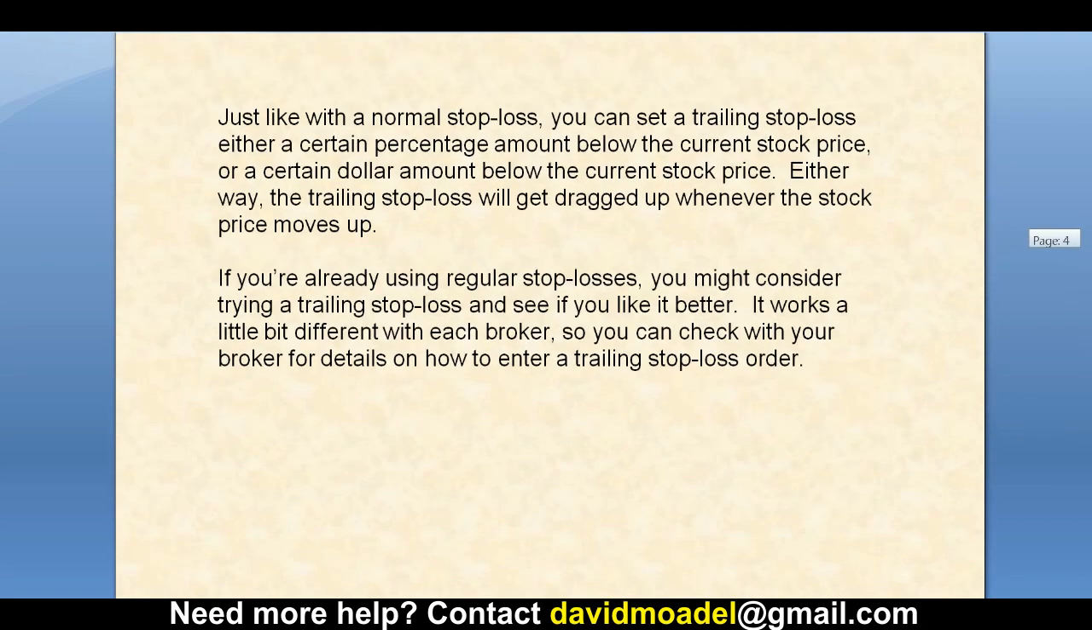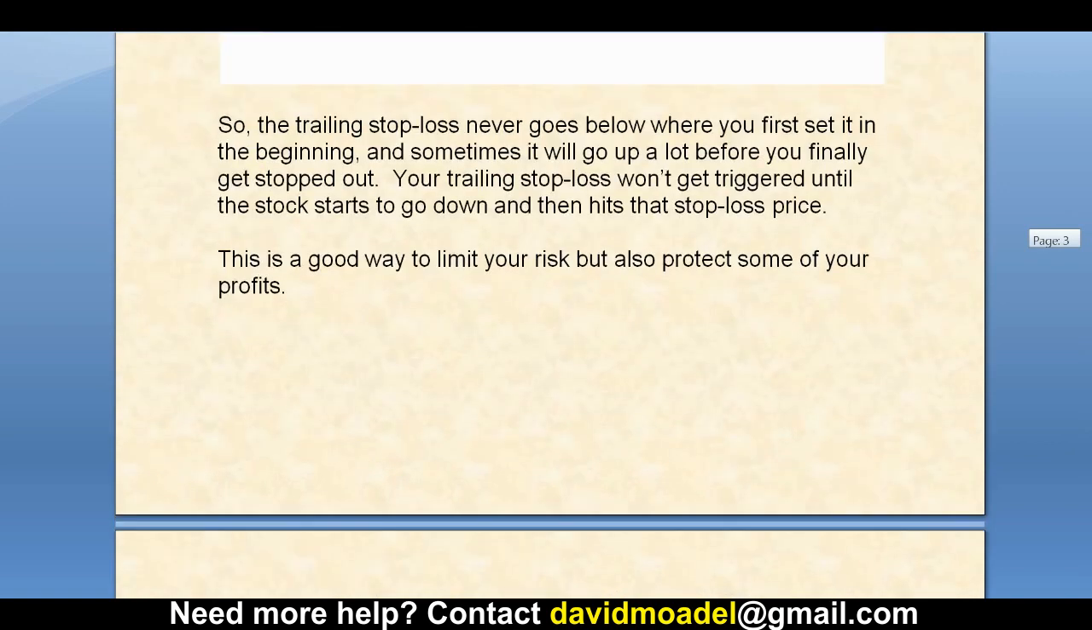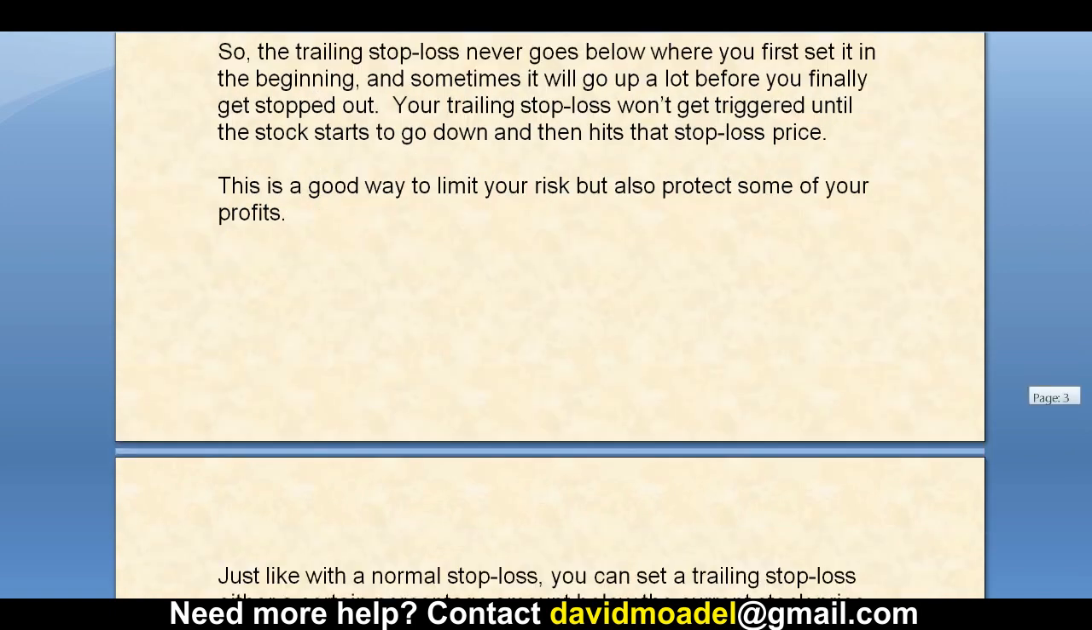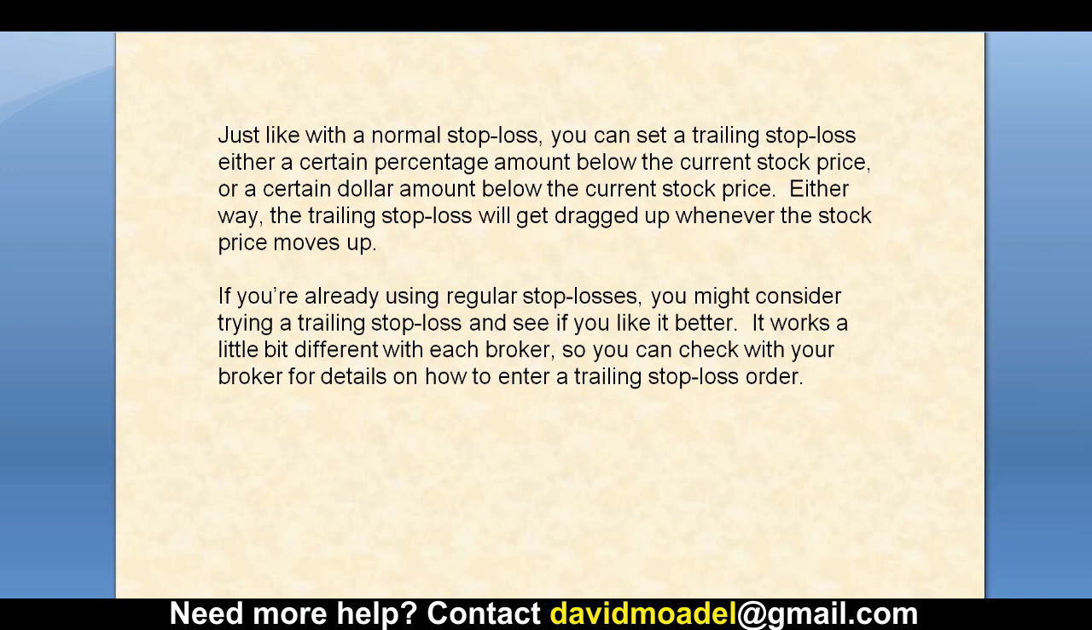So, in my opinion, this is a good way to limit your risk, but also protect some of your profits. And just like with a normal stop loss, you can set a trailing stop loss either a certain percentage amount below the current stock price or a certain dollar amount below the current stock price. And if you're using Forex, it could be pips, whatever it is. Either way, the trailing stop loss will get dragged up whenever the stock price moves up.